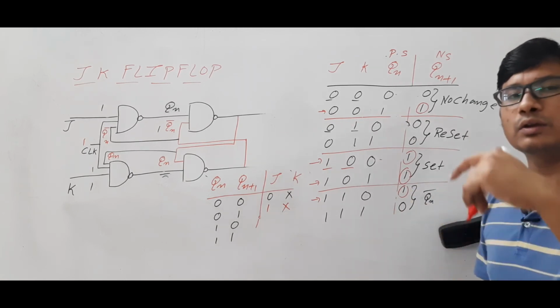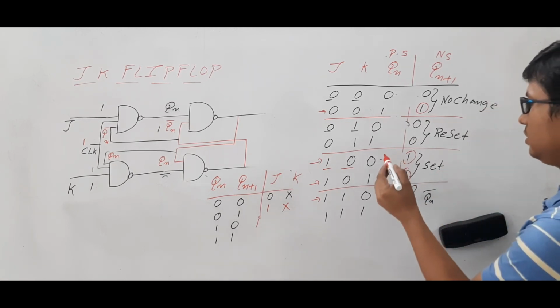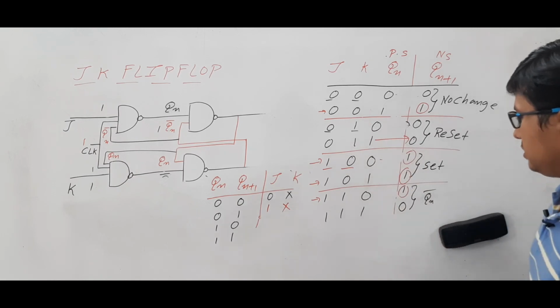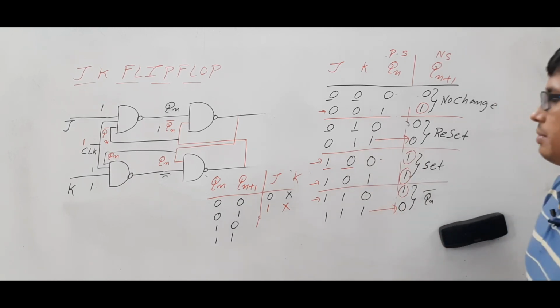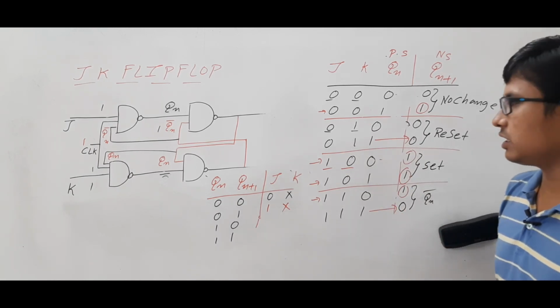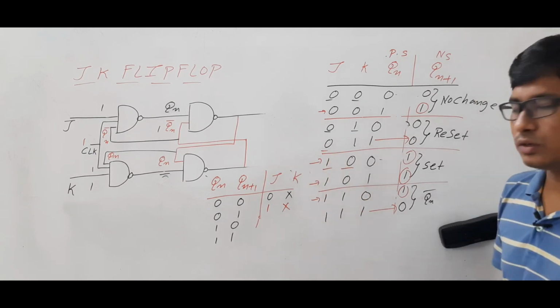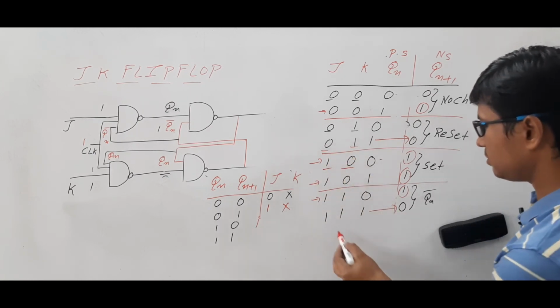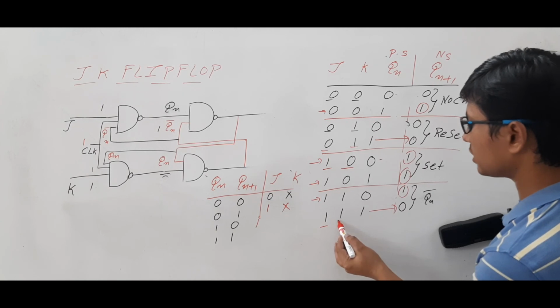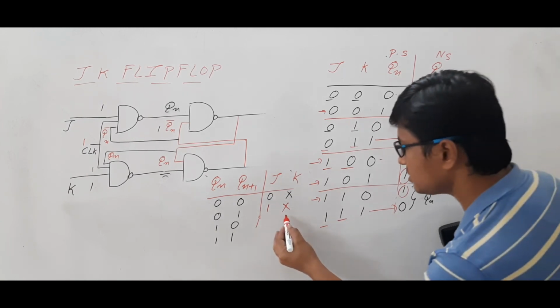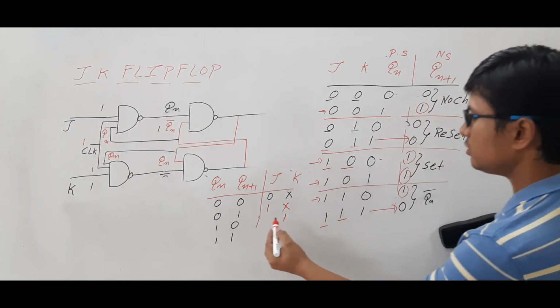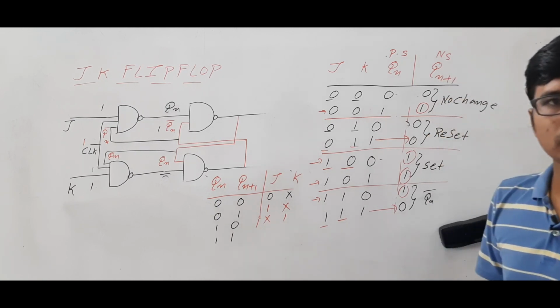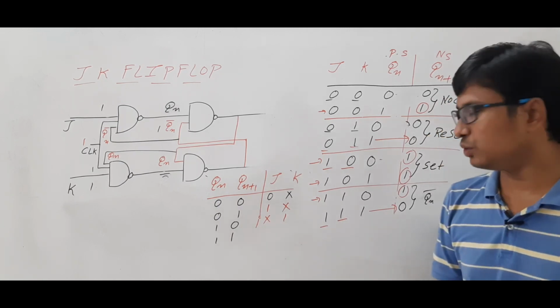Qn is 1, Qn plus 1 is 0. This case and this case. Am I right? Now what are the J and K values? J value is 0, K value is 1. Similarly, J value is 1, K value is 1. So always the K value is 1, J value is varying 0 or 1. Am I right? So that's why I am keeping don't care.